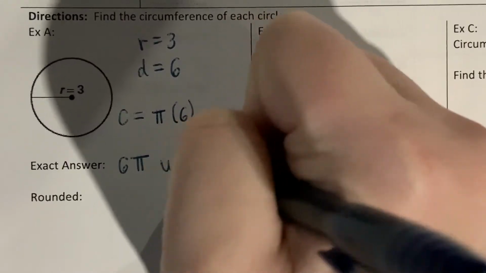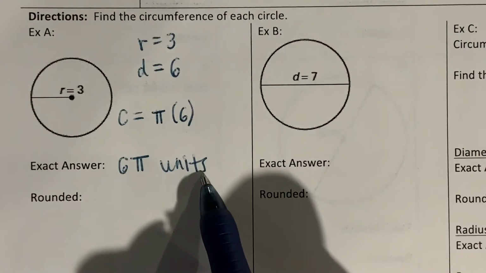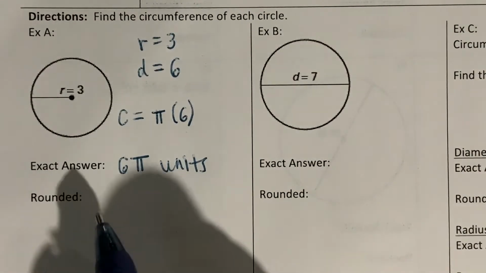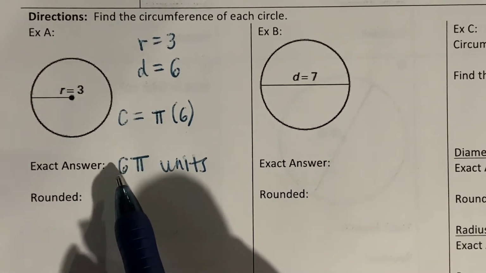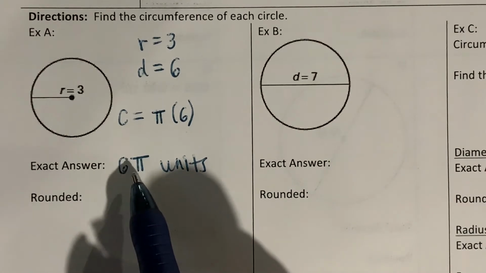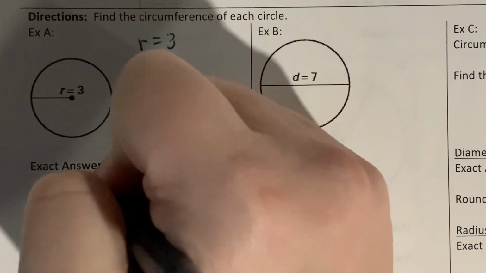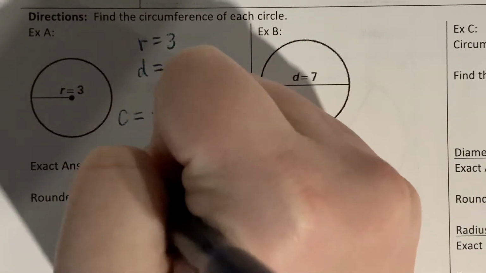We don't have units on our figure, so I can just say units, or I could say U. And then for my rounded answer, I need to type 6 times the pi button. And when I do that in my calculator, I will get 18.8 units.